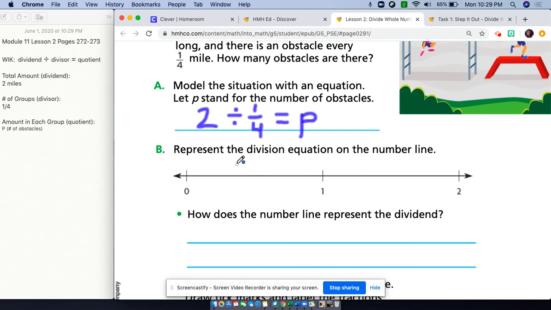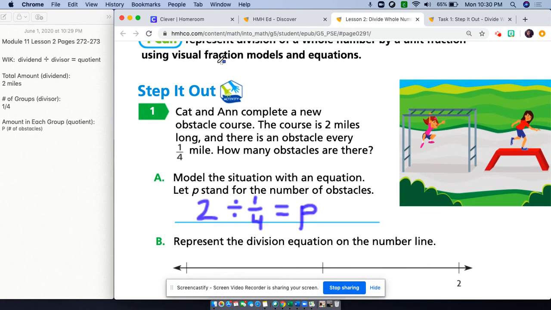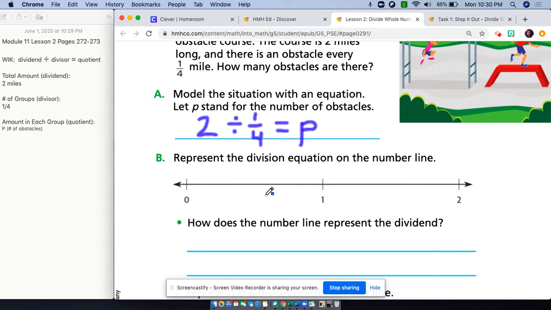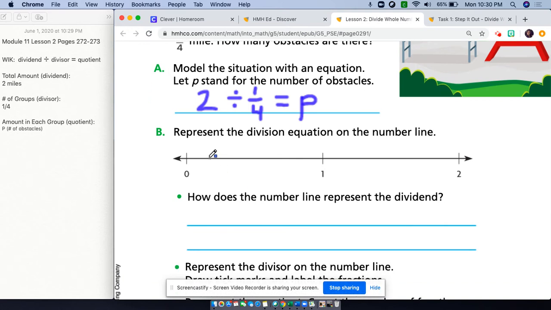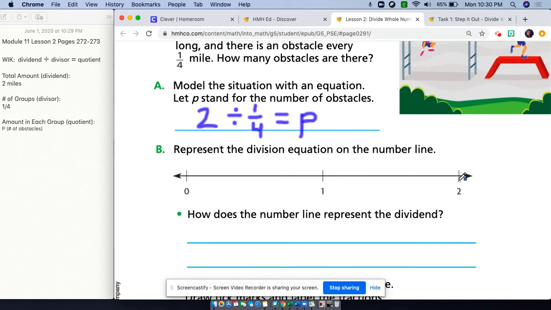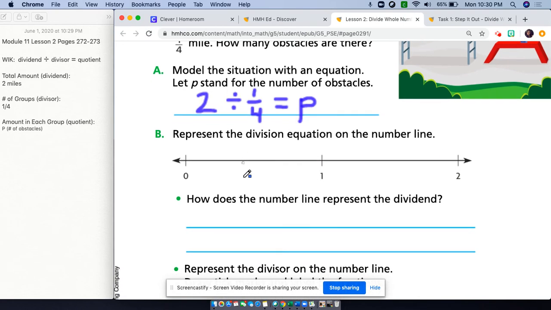Finally, for Part B, it says represent the division equation on the number line. So that's the second part of our objective, using visual models. So this is my entire number line. It's split up into 1, 2. This 2 represents the number of miles. So how does the first bullet for Part B ask us, how does the number line represent the dividend? It represents, okay, I'm going to try to write this in shorthand. It reps the 2 total miles of the course.